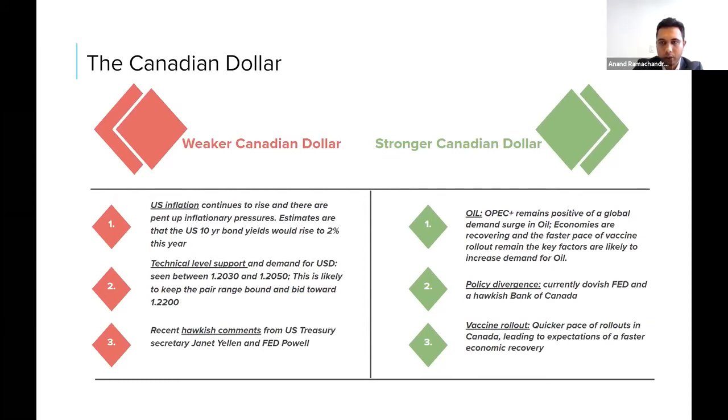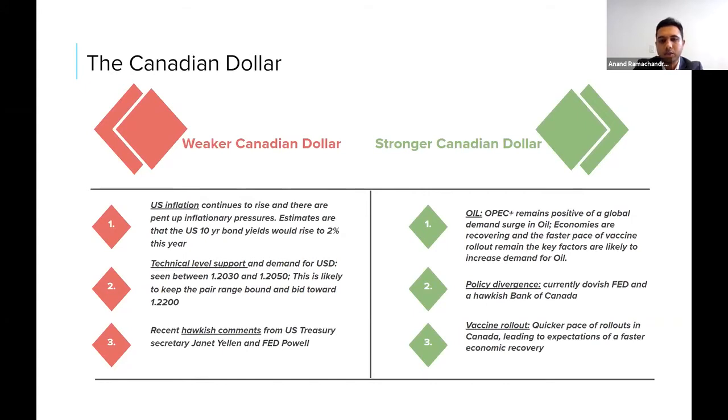OPEC Plus continues to remain positive of a global surge in oil demand. That's because economies in the US, Europe, and China have been recovering at a much faster pace. So if that happens, the demand for oil continues to grow. At present, we also have a policy divergence between the US Fed and Bank of Canada. While the US continues to remain accommodative on the bond buying program and continues to maintain rates at near zero levels, Bank of Canada is expected to hike rates mid next year. So this divergence in policy is causing further flows into the Canadian dollar from the US dollar.